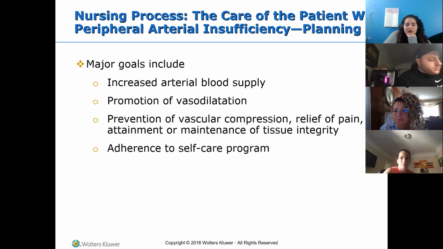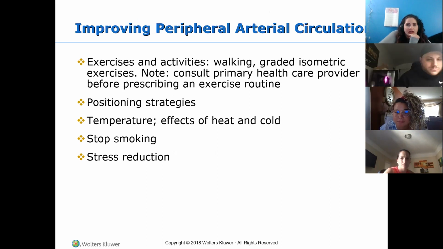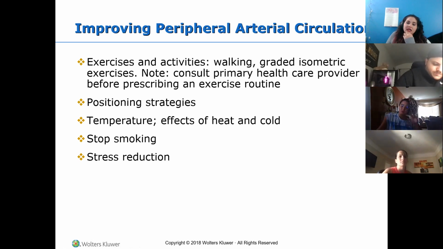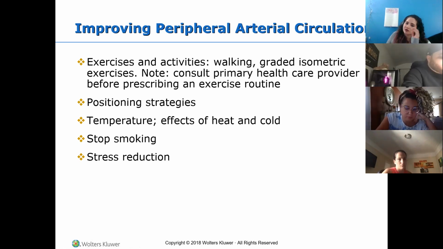Hopefully not. Okay. So we got improving peripheral arterial circulation: exercises and activities like walking, graded isometric exercises. And we want to note consulting a primary healthcare provider before prescribing any exercise routines. We also have positioning strategies, and temperature, which is affected by the heat and the cold. You need to stop smoking and have stress reduction.